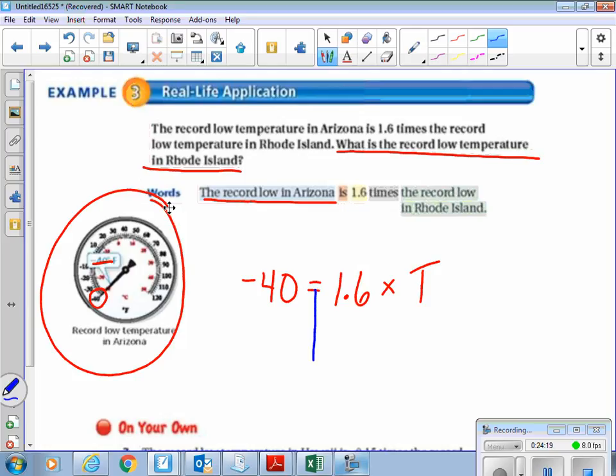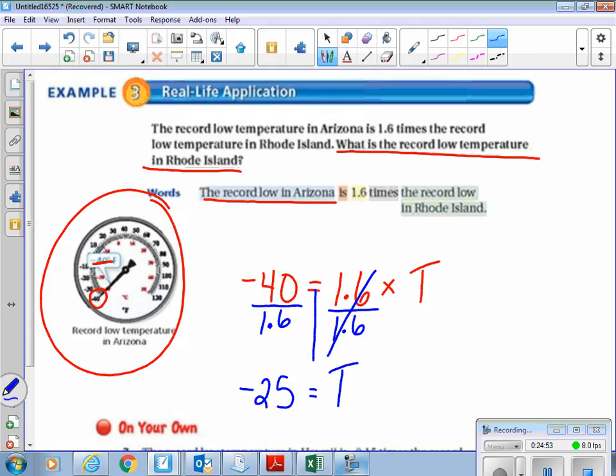What am I going to divide by? I'm going to divide by what's attached to the variable, which we can see here is 1 6/10. 1 6/10 divided by 1 6/10, anything divided by itself is equal to 1, so that cancels out because 1 times T is simply T, so we just got T alone by doing that. What I do to one side of the equation, I always replicate on the other side as well. So we're looking at negative 40 divided by 1 6/10. A negative divided by a positive will always give me a negative answer. And 40 divided by 1 6/10 is actually 25.